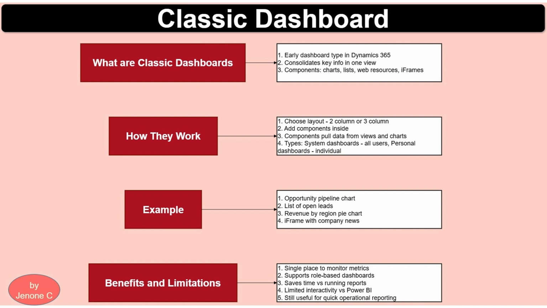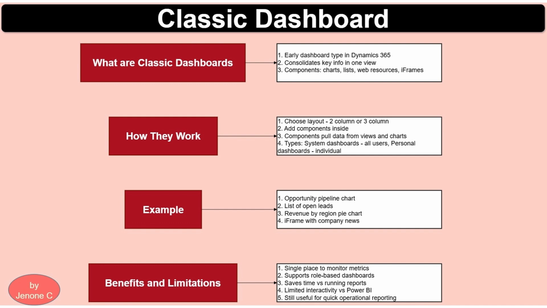And while you create a classic dashboard, you can choose the layout, for example a two column layout or a three column layout, and then place the different components inside the layout, and these components will pull the data from Dynamics 365, and then show the up-to-date information in a single consolidated view.